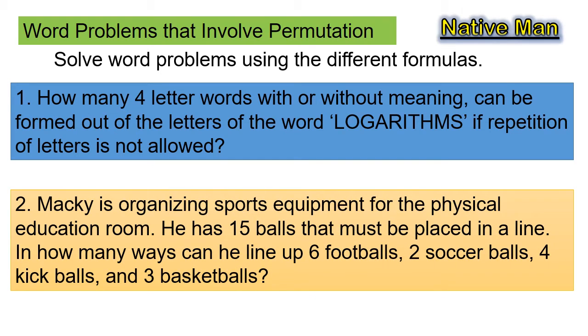Maki is organizing sports equipment for the physical education room. He has 15 balls that must be placed in a line. In how many ways can he line up 6 footballs, 2 soccer balls, 4 kickballs, and 3 basketball balls? So, ibang formula din naman ang gagamitin natin for number 2.